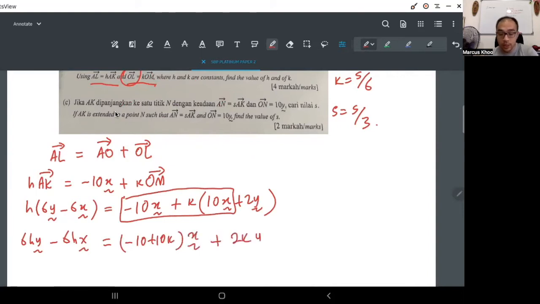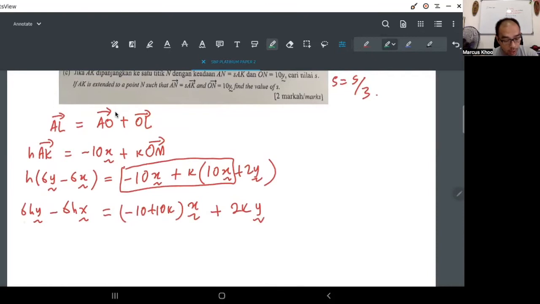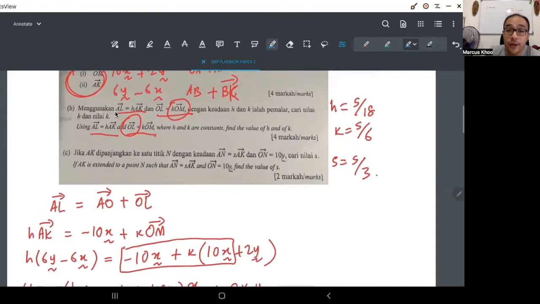Okay, so when I compare the y vectors, I will get 6h equals to 2k. And when I compare the x vectors, negative 6h equals to negative 10 plus 10k. Okay, then I can get the value of h and k, which is 5 over 18 and 5 over 6.